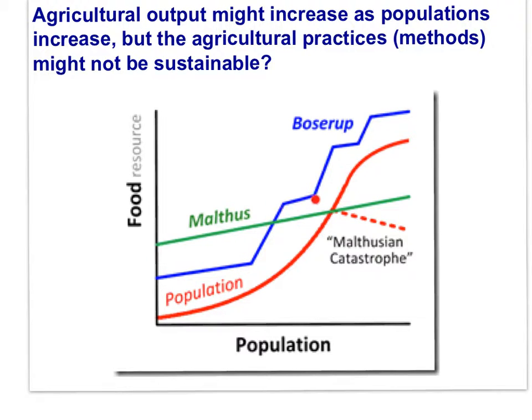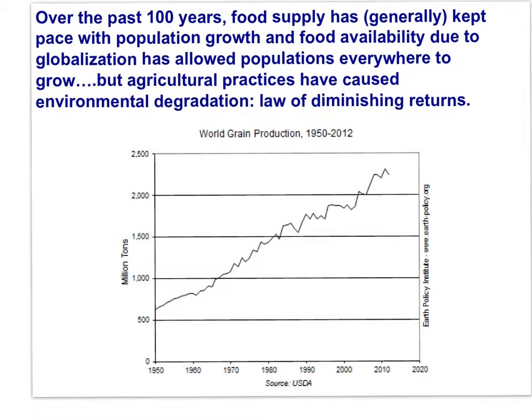Agricultural output might increase, but if the practices are too intensive, then they might not be sustainable. It's one thing to grow more food, but if the agricultural practices degrade the environment, then the practice is not sustainable. Interestingly, if one were to ignore environmental degradation, Boserup's theory has held up. Over the past 100 years, food supply has kept pace with human population growth, and globalization has allowed populations everywhere to grow. But what about the environmental degradation and the law of diminishing returns?